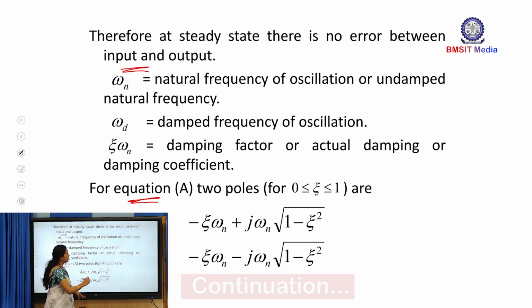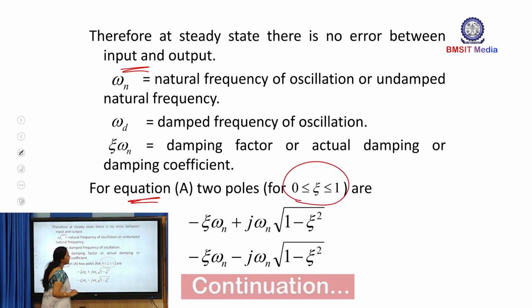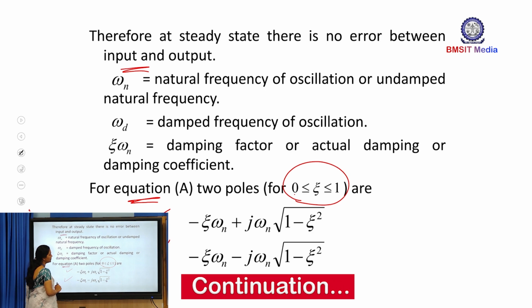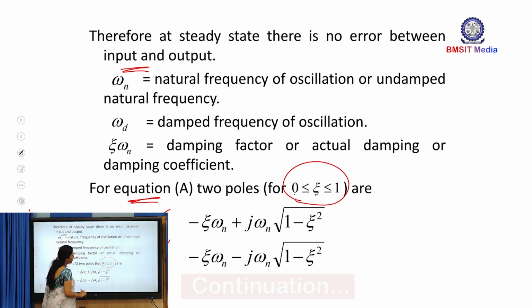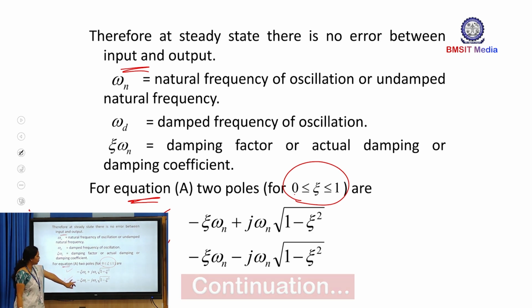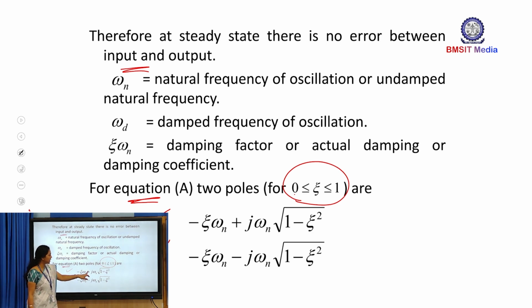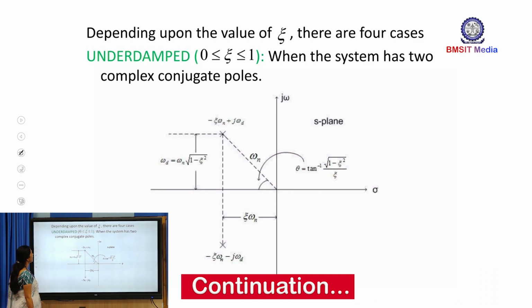poles. Then the condition that I will be calling is the value of zeta between 0 and 1. So at that time, what are the two poles that I am going to consider? One pole is this and another pole value is this. The first pole value is minus zeta omega n plus j into omega n root of 1 minus zeta square, and the second pole value is the same thing, but instead of plus I will be considering minus.